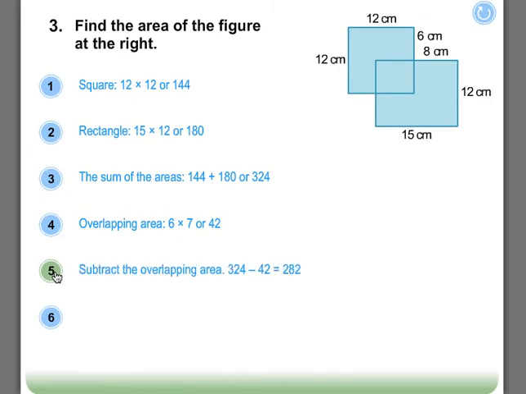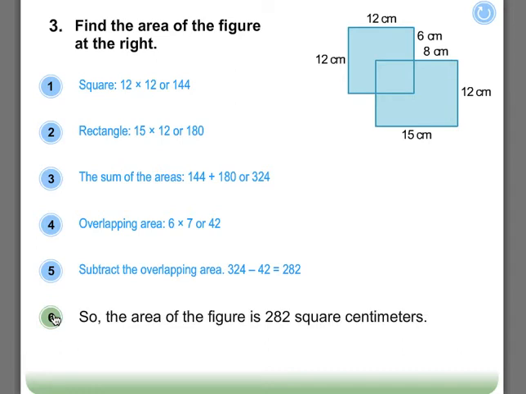Clear as mud, right? So then we subtract the overlapping area. 324 minus 42 equals 282. So our final answer is the area of the figure is 282 square centimeters.